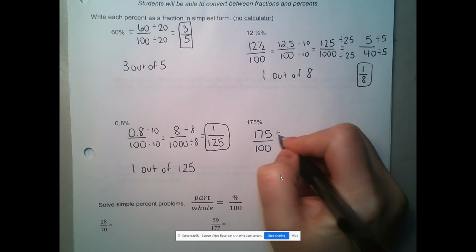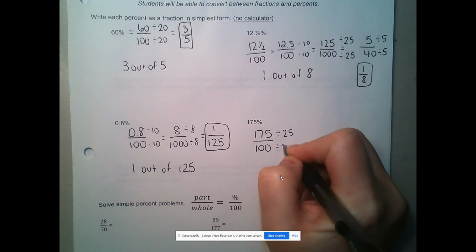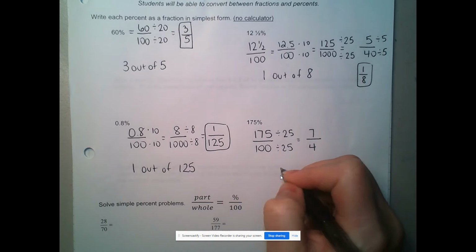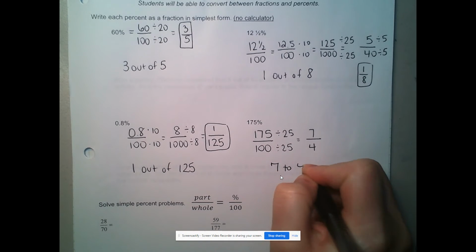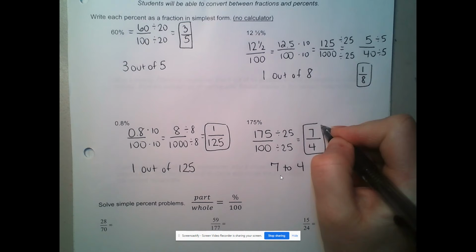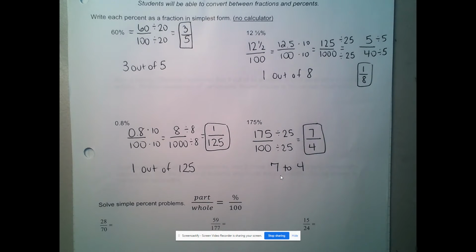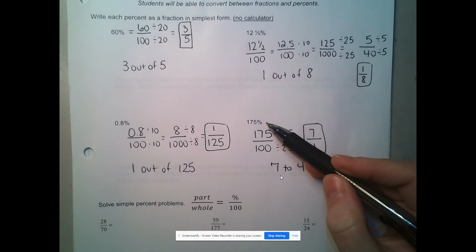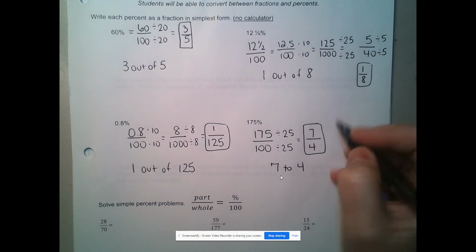I can still simplify it, divide by 25 and divide by 25, and get 7 out of 4. Or we might say this is a 7-to-4 ratio. It might not be an "out of." That might not make sense in the context because the numerator is larger. But we can still put something over 100 and we can still put it in lowest terms. And what we get is an improper fraction where the numerator is bigger. It was more than 100%. The fraction is worth more than 1.